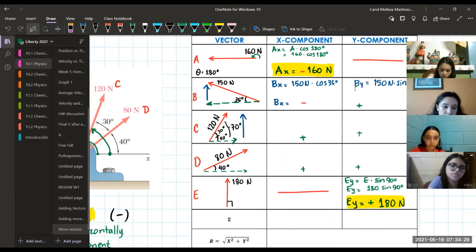Bx is 122.87 Newtons. And By is 86.04 Newtons. Okie dokies.